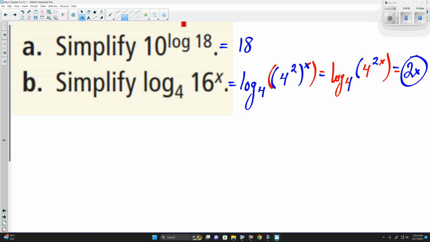So why do we have to change it? It's to make the base and what's inside both be 4, so that we have this kind of log base b of b to the x is x. Now, we can't necessarily type log base 4 of 16 to the x in the calculator, but if we did type log base 4 of 16 without the x, it would tell us that it is 2, and then we have the x with it.